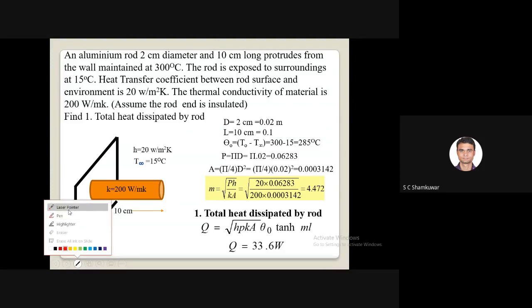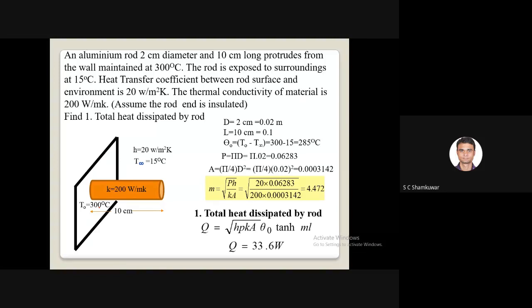So here again I am repeating, temperature at the base, why is it taken 300, T0? Because the temperature of the wall is 300, and the part from where that rod starts, we are assuming again it is at temperature 300. The temperature of the wall and the temperature of the rod from where it starts, where x is equal to 0, is the same. Therefore, we have taken T0 is equal to 300. Okay. So we have got now Q is equal to 33.6 watt.